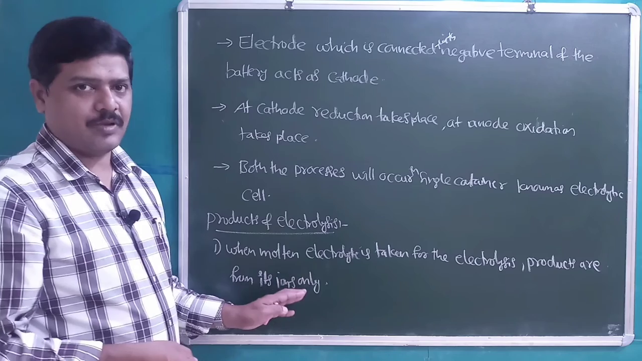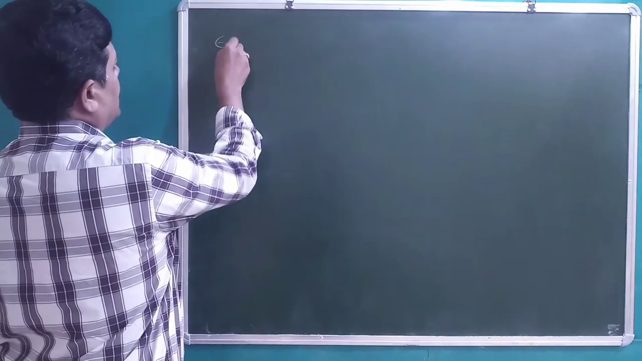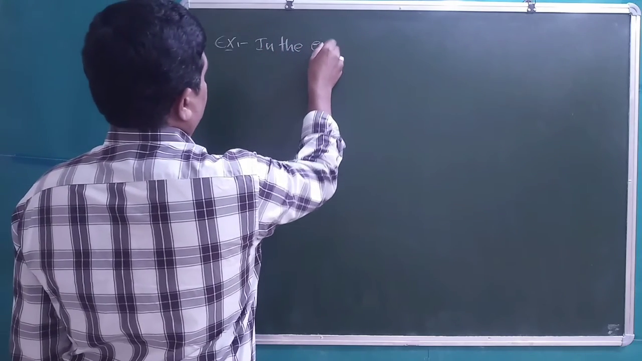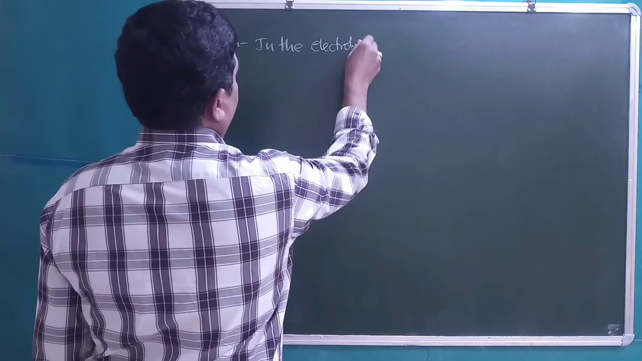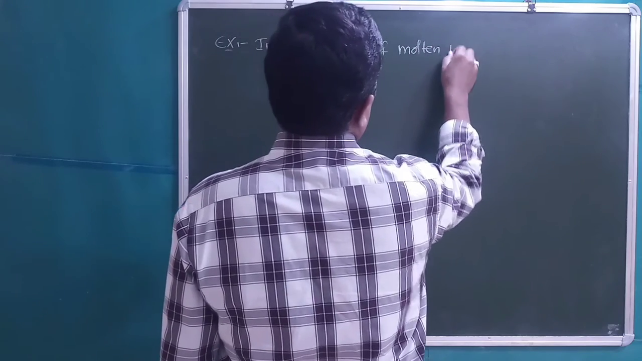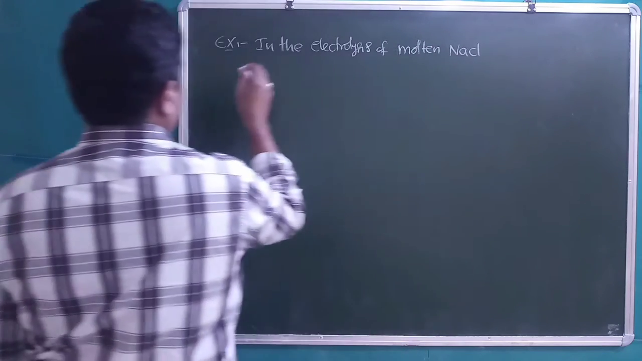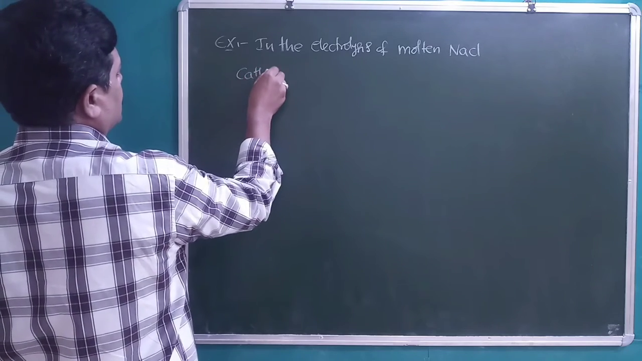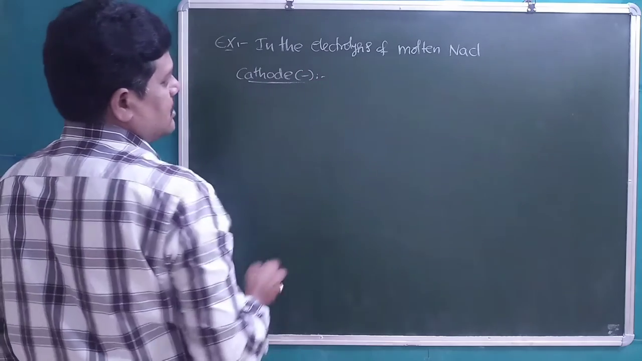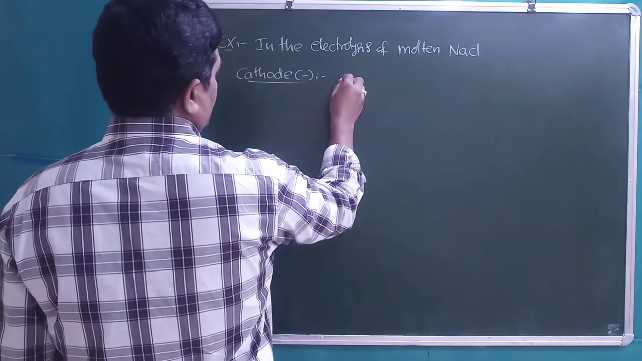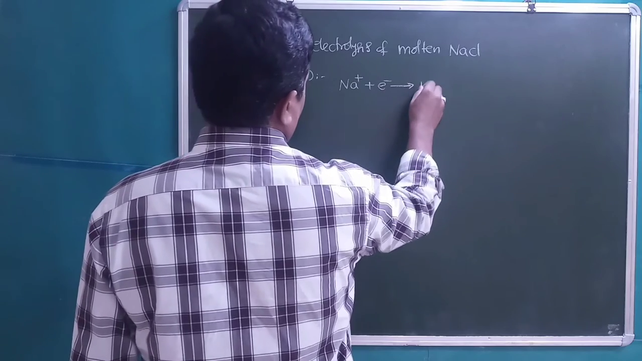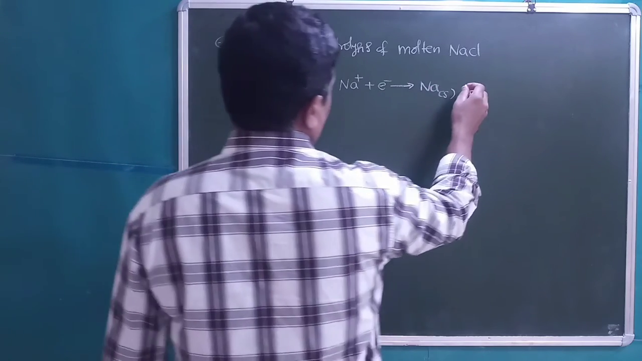Let us take one example and discuss. For example, in the electrolysis of molten NaCl, the reaction taking place at the cathode: reduction takes place, the charge on the cathode is negative, and cations migrate towards the cathode. Na+ plus an electron, gain of electron is called reduction, gives Na solid.